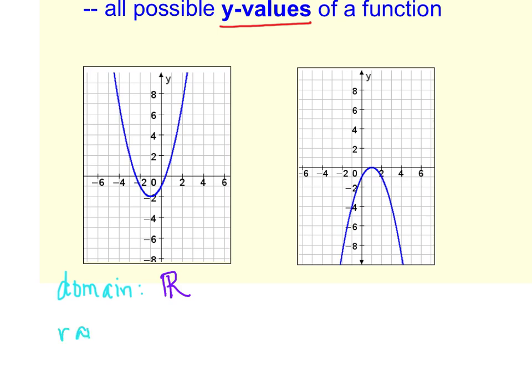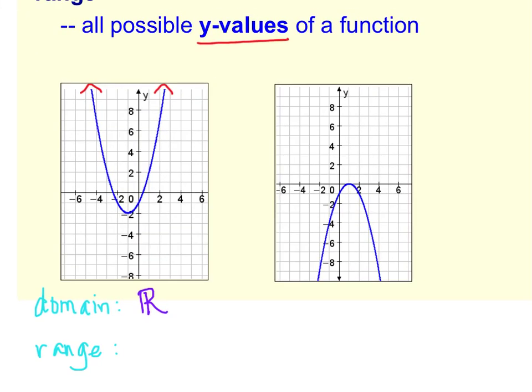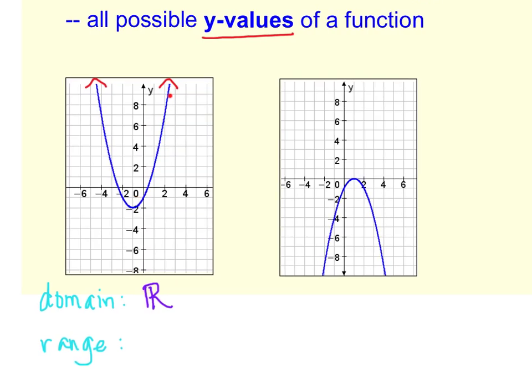Now our range is going to be a little bit different. We can't say all real numbers for range because if you notice, we don't have any graph down here. Our graph starts here and goes everything above and everything above. So it will, if we put arrows on that, eventually hit every single y value up here heading up to positive 10, 20, 30, a million.